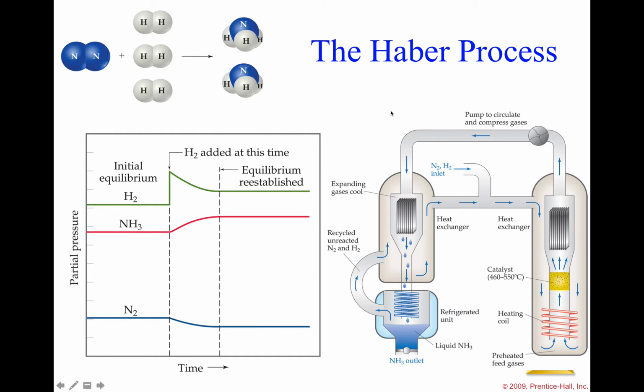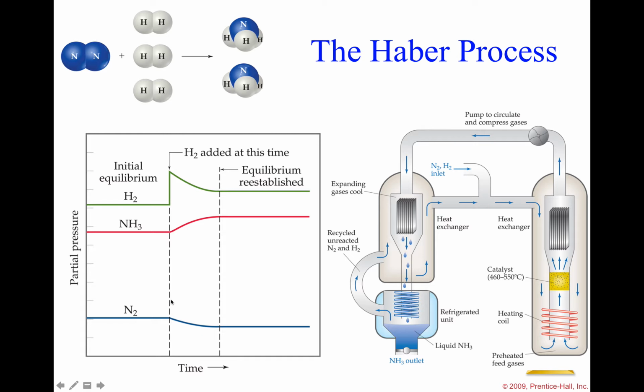Okay, so here we have an example of the Haber process, which is the reaction of nitrogen gas and hydrogen gas to make ammonia gas. So this is a graphical description of Le Chatelier's principle in action. Here I know I'm at equilibrium right now. I've got time and partial pressure. I know I'm at equilibrium because my concentrations are not changing, right? So their values have plateaued. That means I've reached equilibrium.